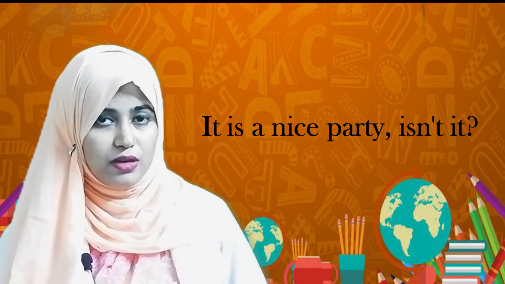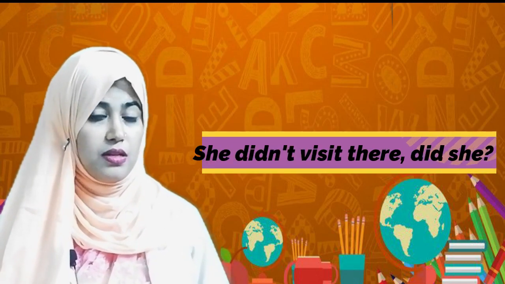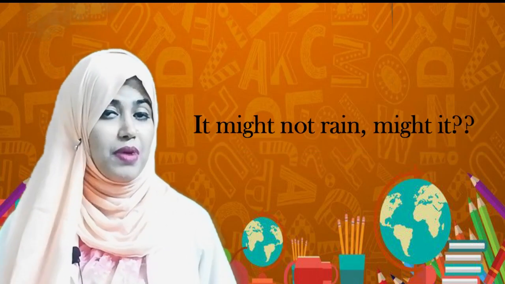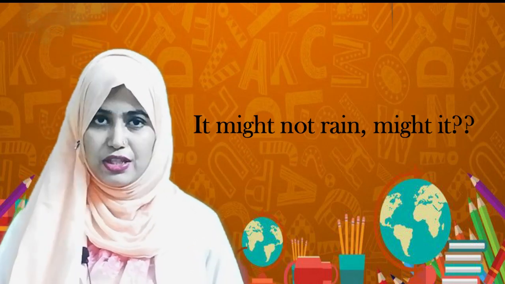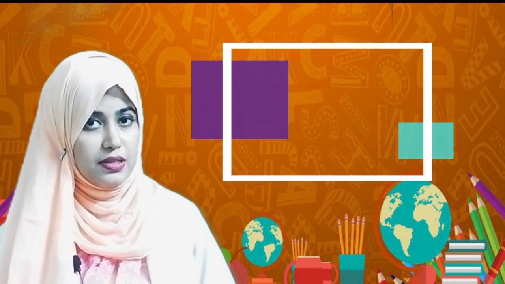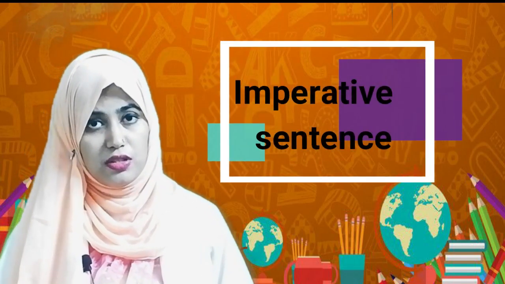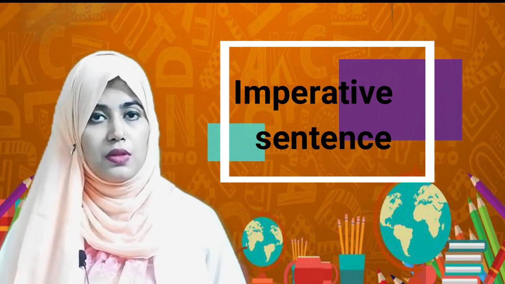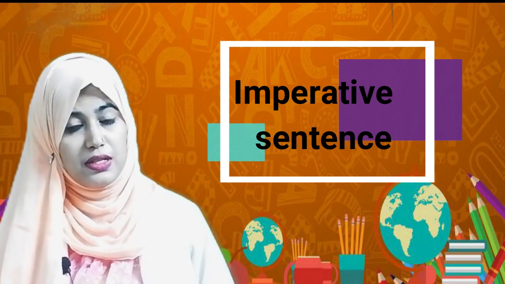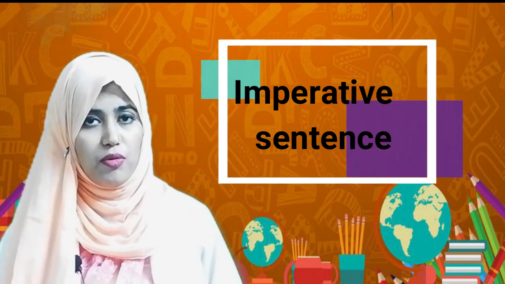Now I want to show you some examples of making tag questions. It is a nice party, isn't it? She didn't visit there, did she? It might not rain, might it? So, now let's move to imperative sentence. Imperative sentence has different structure for tag question. In case of imperative sentence, you don't need to see whether the sentence is in affirmative form or negative form.